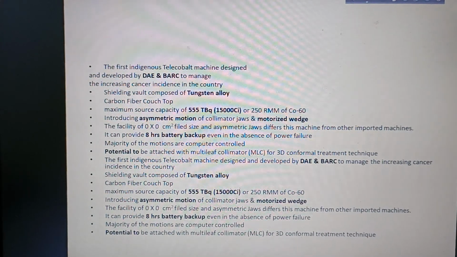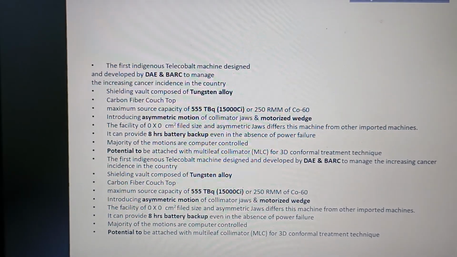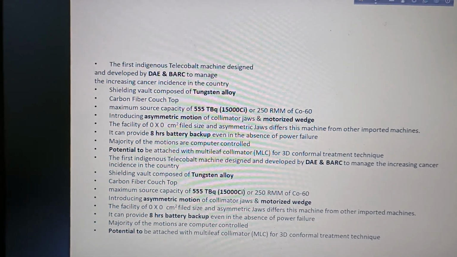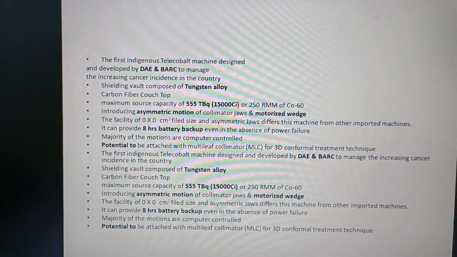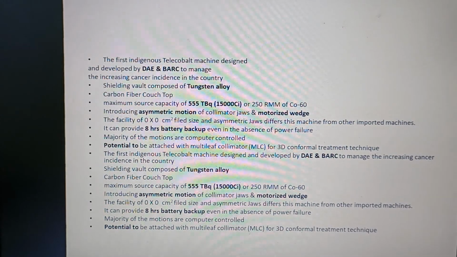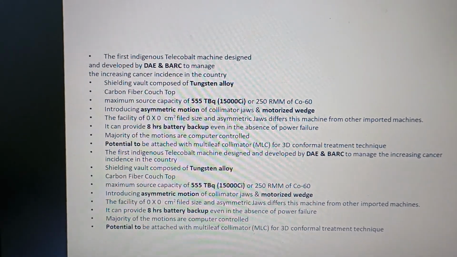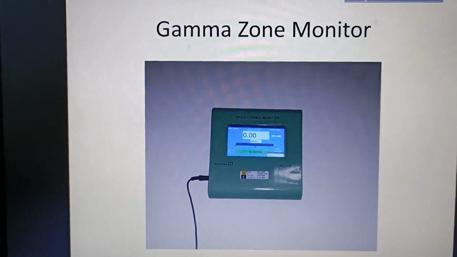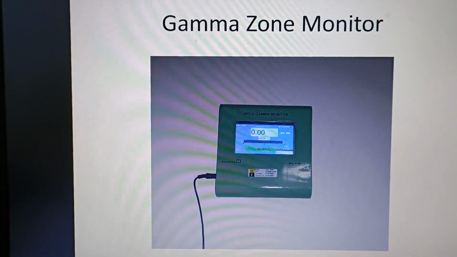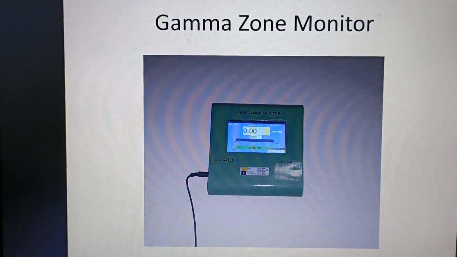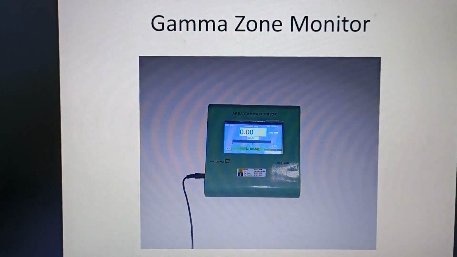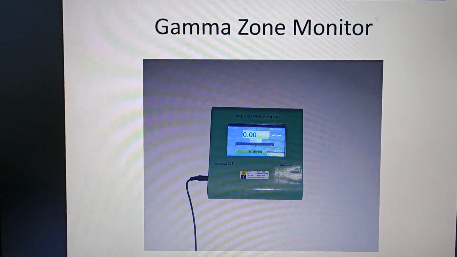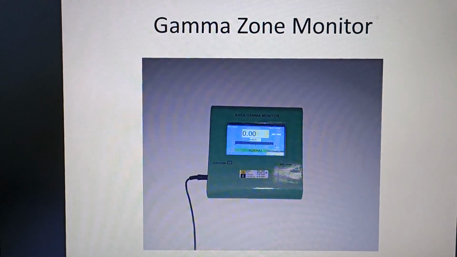What is RMM? We all know that, of cobalt 60, and it is also an MLC based machine. Okay, so there are a lot of features of this machine, and it has a gamma zone monitor. You have to see this monitor, and the reading is 00. I do not recommend or promote any company.